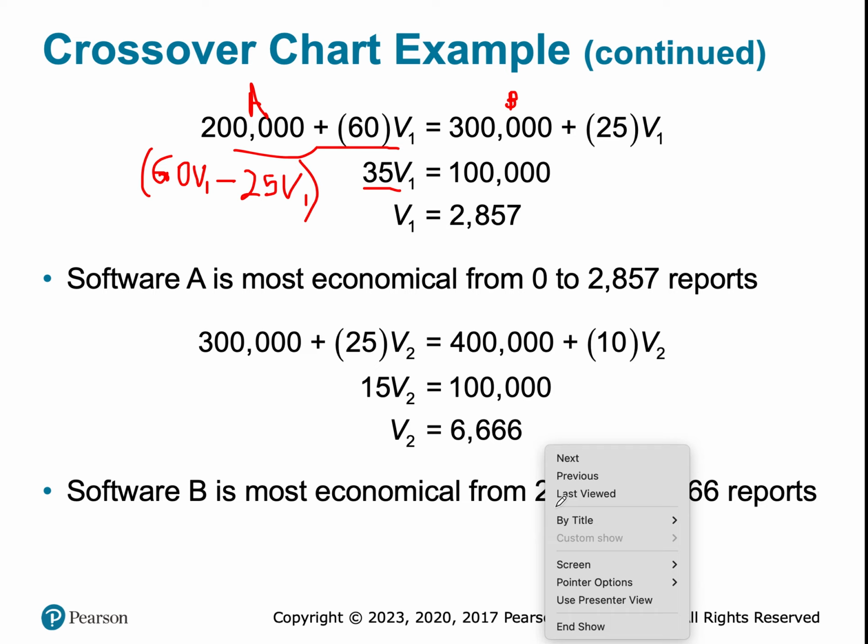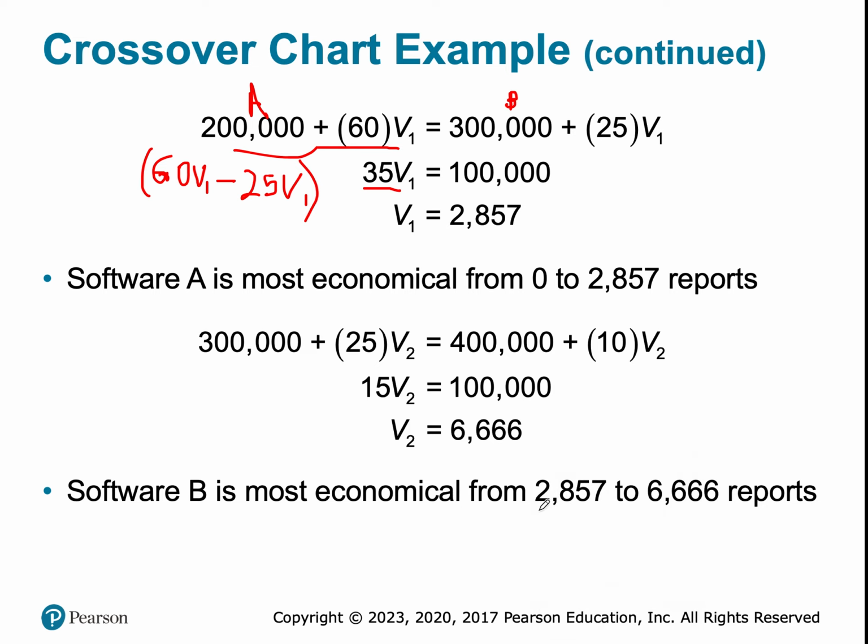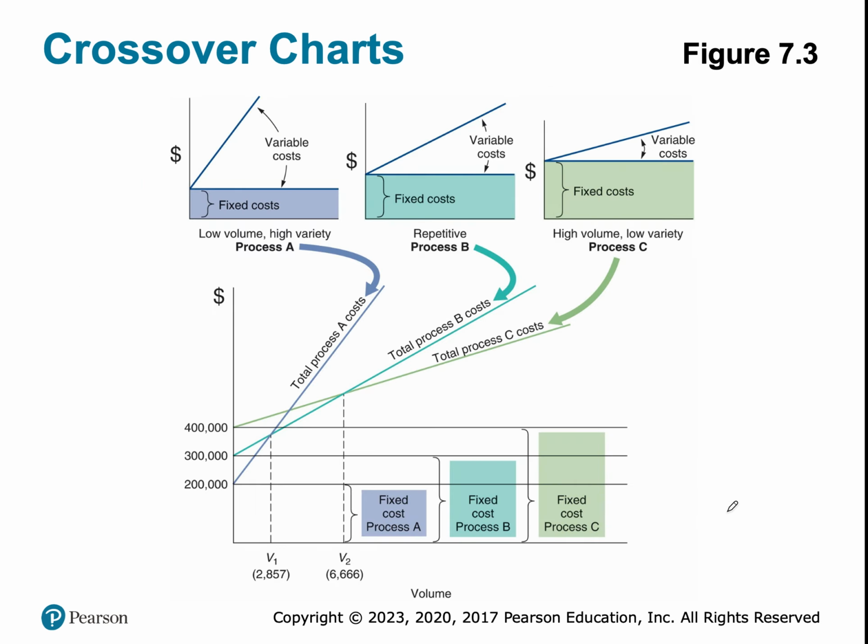So it means software B is most economical from 2,857 to 6,666 reports. Now, the big question is, where is software C more economical, even though you are paying $10 per report? Software C will be economical after 6,666 reports. When you start at 6,667 reports, software C will be more economical. Is that okay? So these are the crossover calculations you need to know.